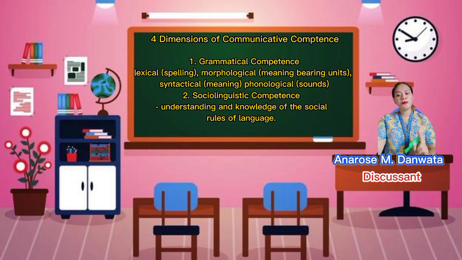Number 2, sociolinguistic competence. Sociolinguistic competence, class, is the understanding and knowledge of the social roles of language, the social context in which language is used, the roles of participants, the information they share, and the function of interaction. It has to do with the appropriateness of utterances. So that is the number 2 dimension of communicative competence.